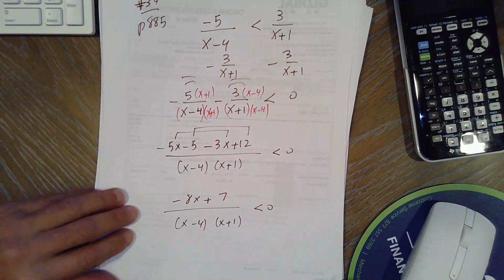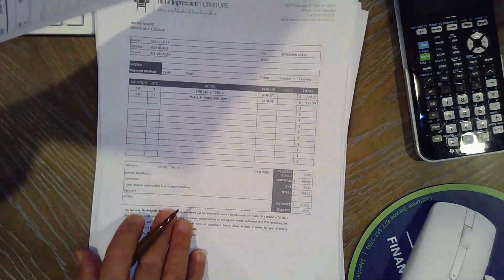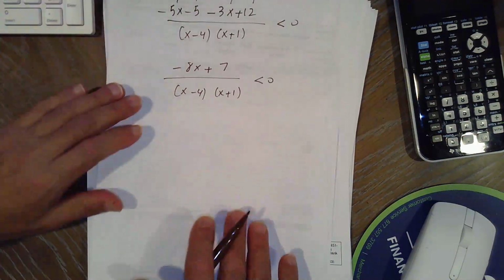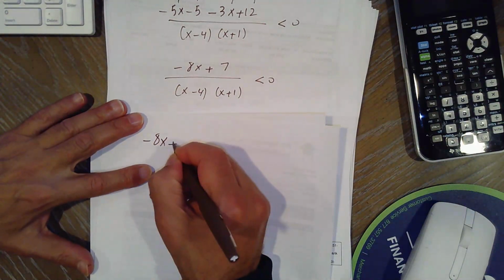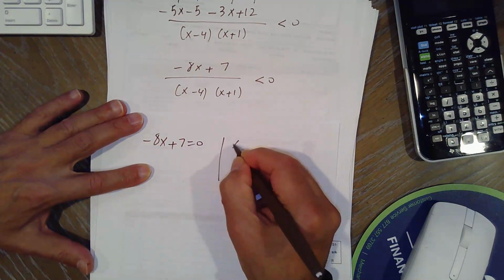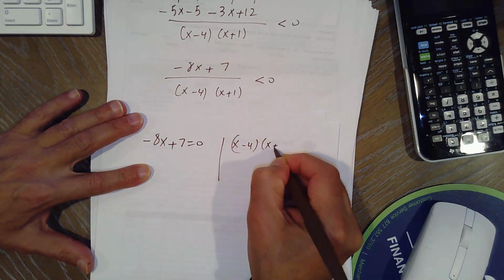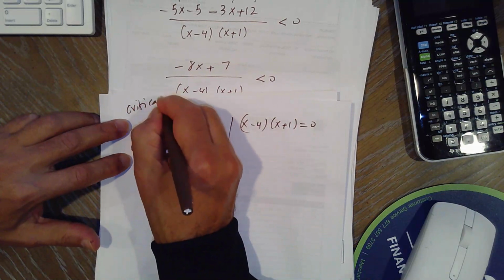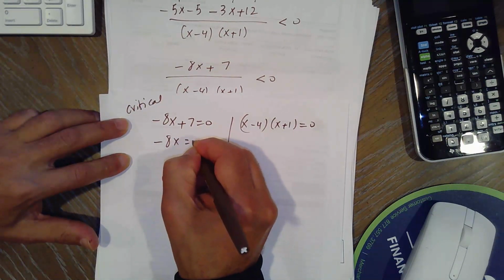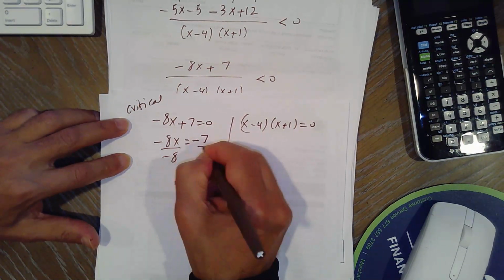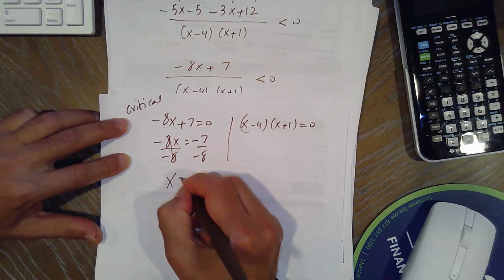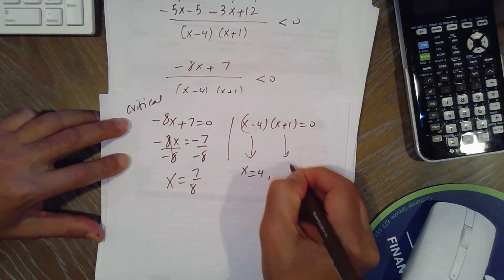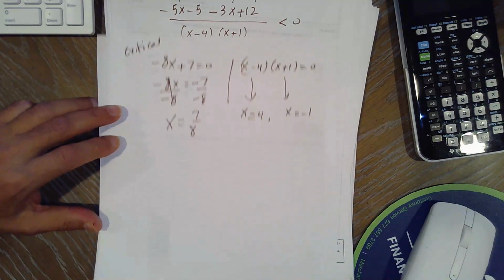So now we set the denominator and the numerator equal to 0. So negative 8x plus 7 equals 0. x minus 4, x plus 1 equals 0. Find what we call critical values. So negative 8x equals negative 7, and one critical value is 7/8. Another one is 4. And a third one is negative 1.